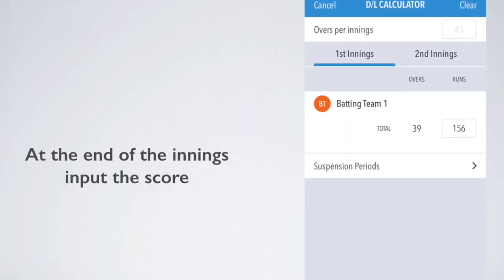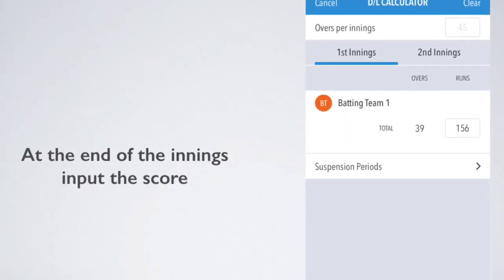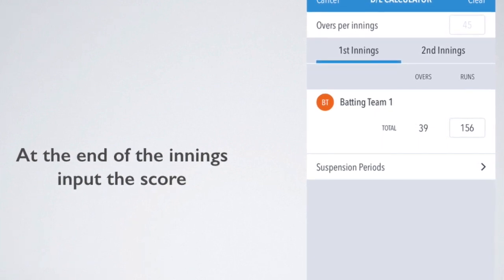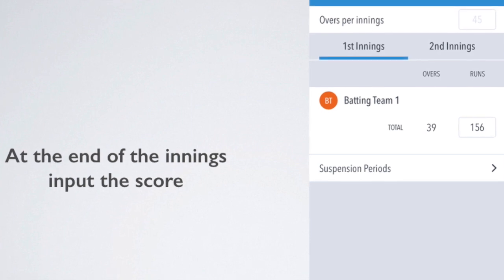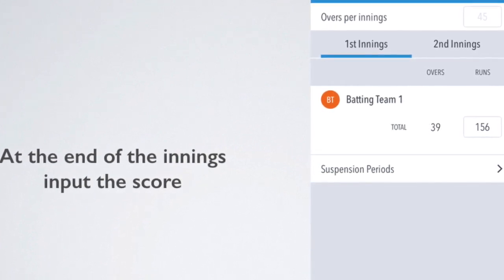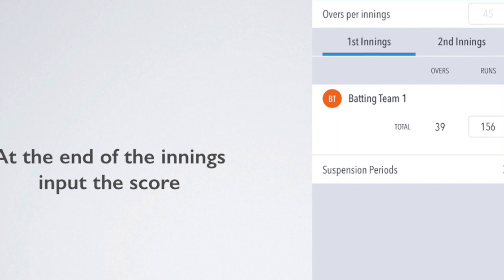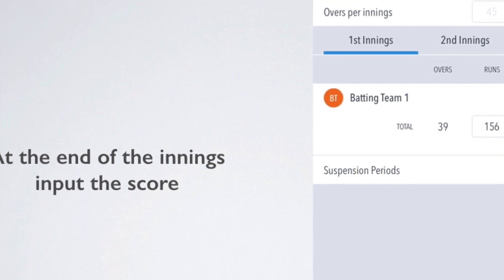If you're going off again, you can put in the next one. But for this one, we're not going to do it. All right, then at the end of the innings, after 39 overs, they scored 156. So first innings, batting team total, 39 overs, 156.